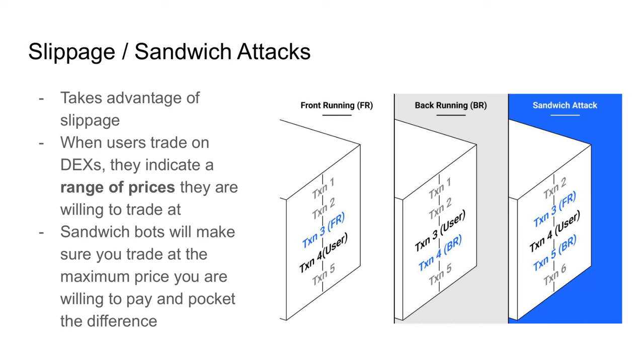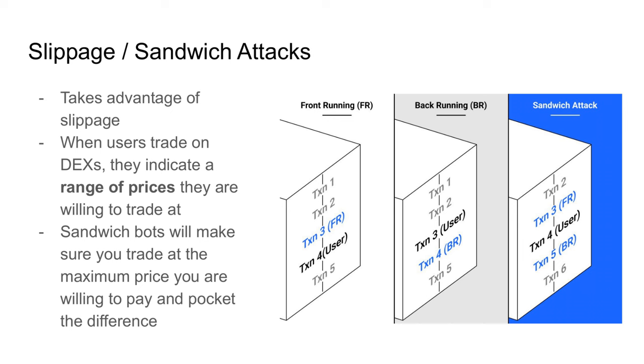If you put both of these together, there's something known as a sandwich attack, which attacks slippage. How slippage works is, if a user wants to trade with a decentralized exchange, instead of saying I'll make this trade exactly at this point in time, if you look at the contract, they'll actually tell the decentralized exchange, I want to make the trade within this price range. So let's say Ethereum is $2,000. I'll tell the exchange I want to trade it within 1.9K and let's say 2.1K.